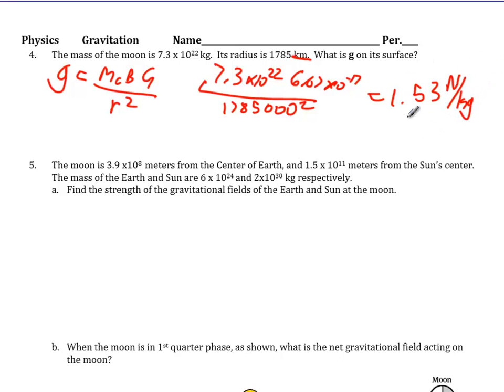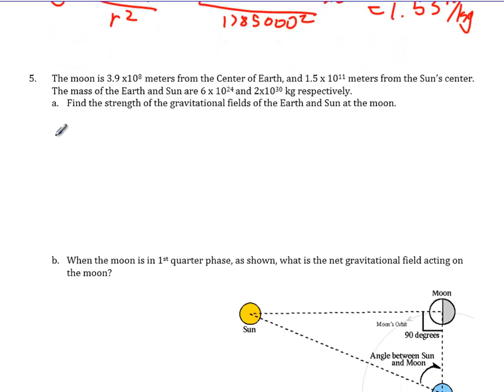So what that tells us is 1 kilogram of mass has a force of 1.53 newtons acting on it. So on the moon, mass is accelerated about 1.53 meters per second squared, about 1/6 the acceleration we feel on Earth. Alright, this next problem, not so bad. You just work out the same thing twice.